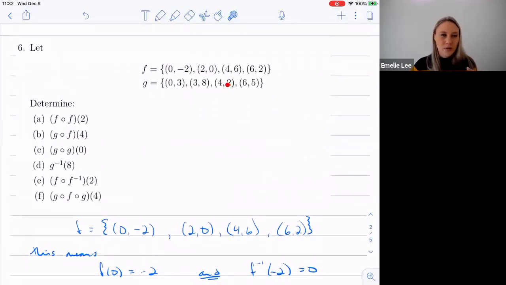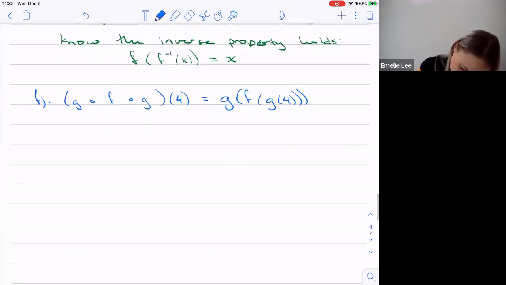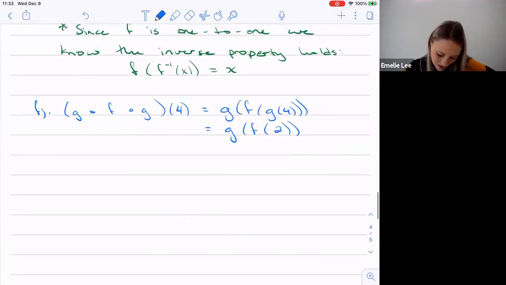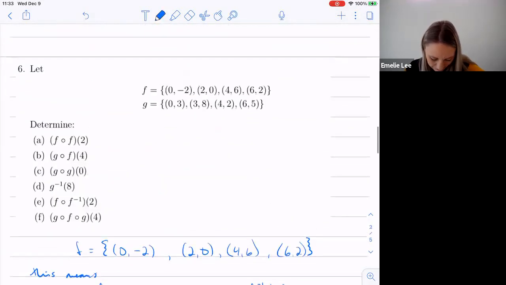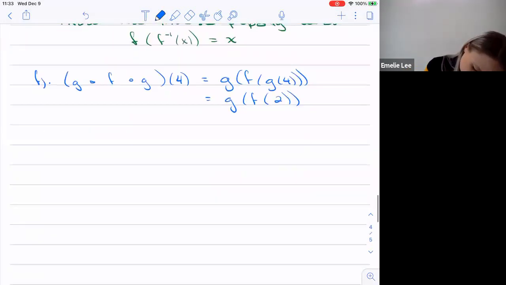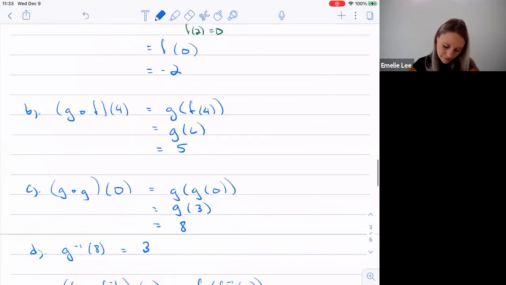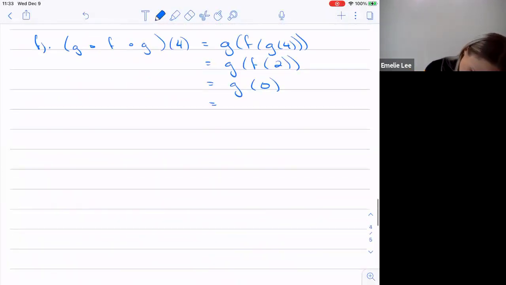is 2. Okay, so I'll start there. Which is g of f of, I lost it. I think it's 2. Yeah. And then f of 2 is 0. And g of 0 is 3. Oops, sorry, just plain 3.